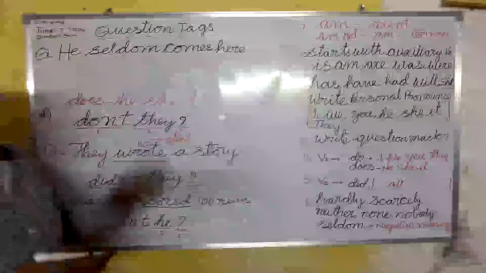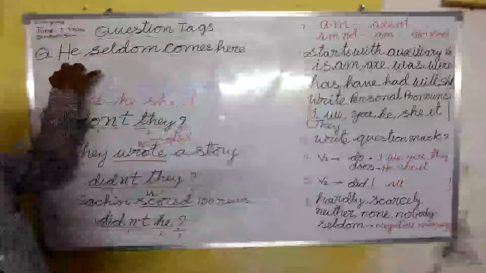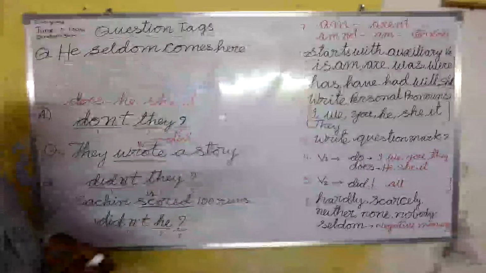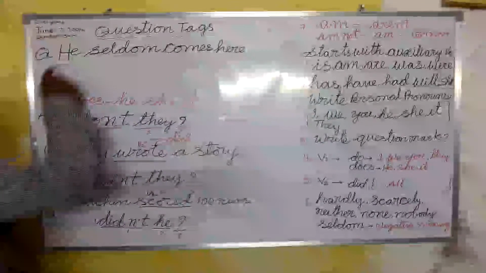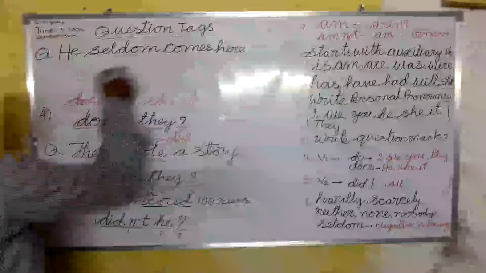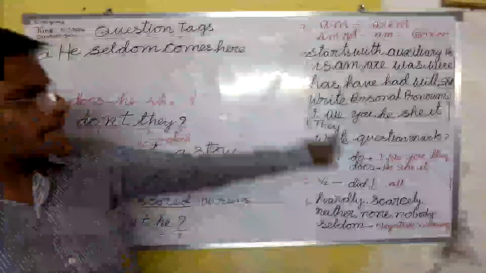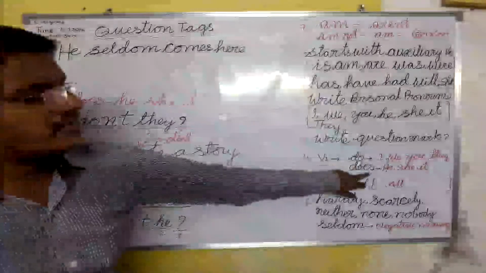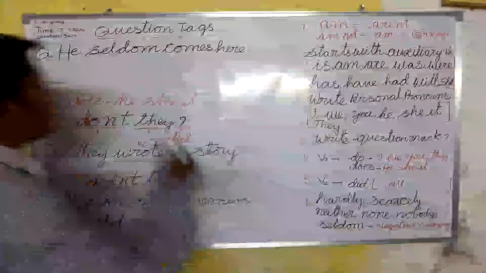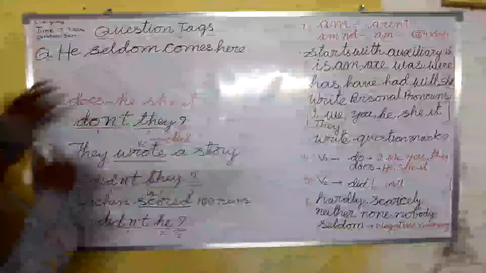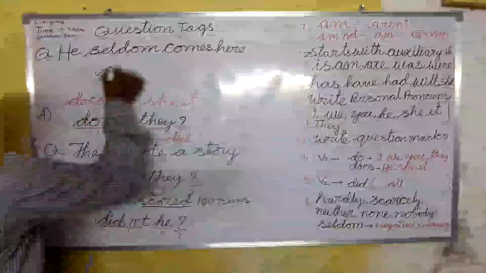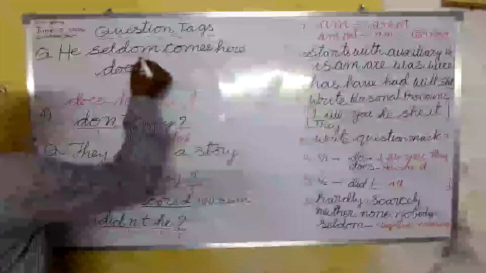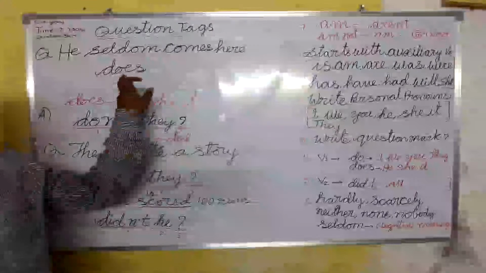So seldom is in a negative sense, but we have to use positive. What is the subject here? He. So we have to use do or does. Do we use do or does? We use does, since the subject is he. He, she, it take does. D-O-E-S, does. So he seldom comes.